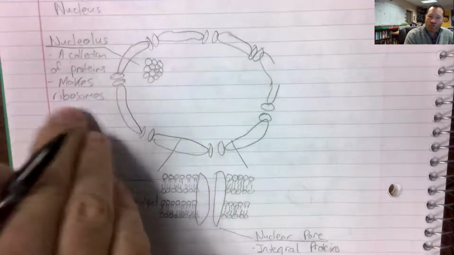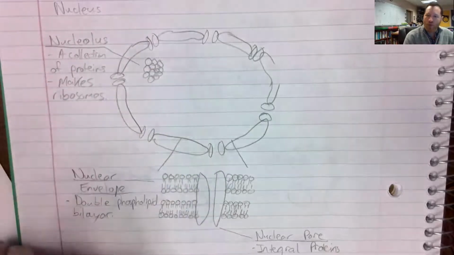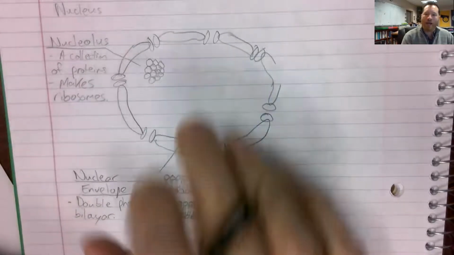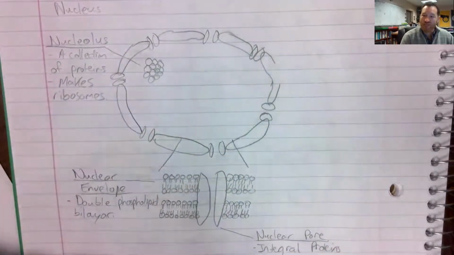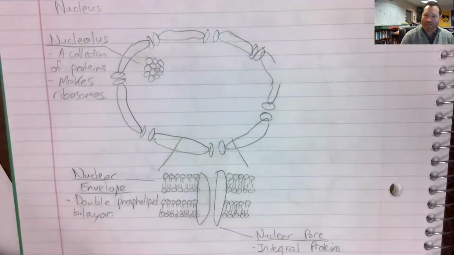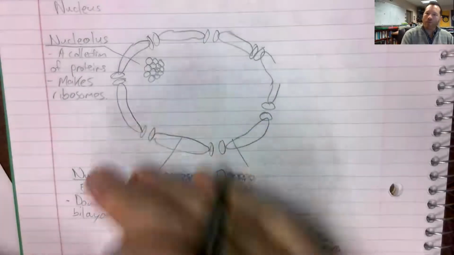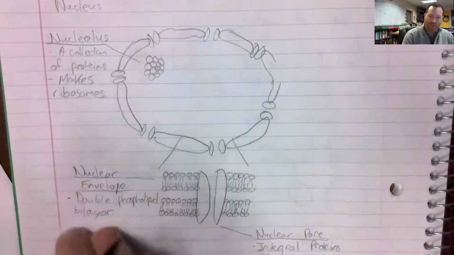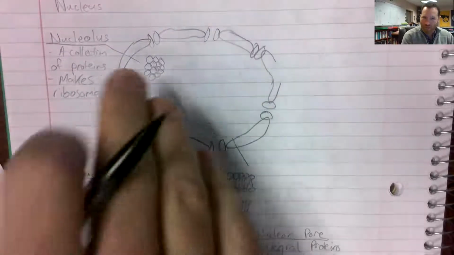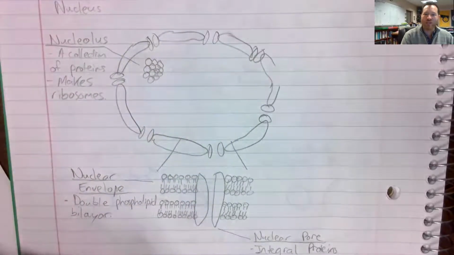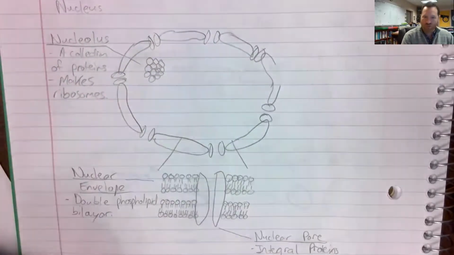It's a collection of proteins whose job is to make ribosomes. Now, ribosomes, we know, read the mRNA, the copy of the DNA, and translate it into protein. But that doesn't generally happen inside the nucleus. So I don't know why we make the ribosomes in the nucleus when we don't use them except outside the nucleus. It's kind of confusing, but something more to remember. The nucleolus is found inside the nucleus, and that's where ribosomes are made.